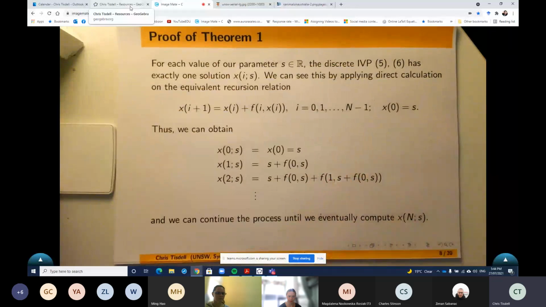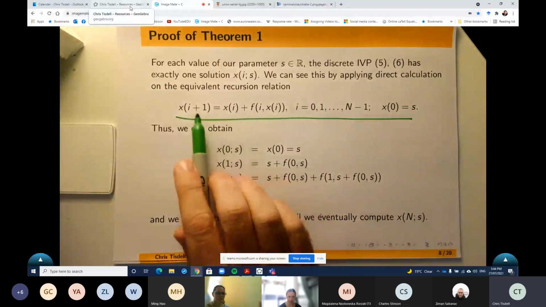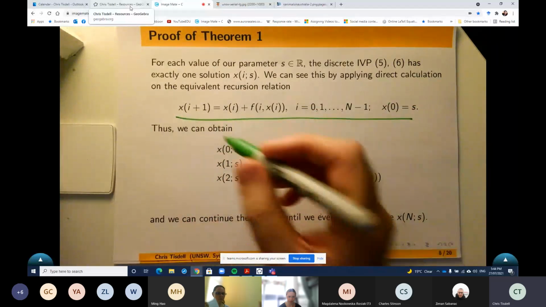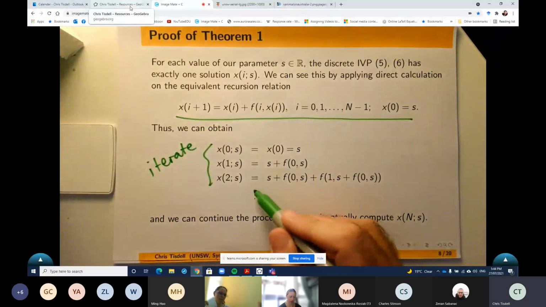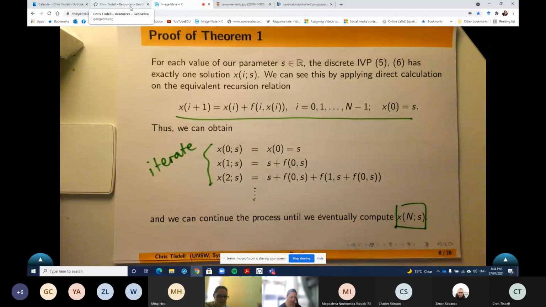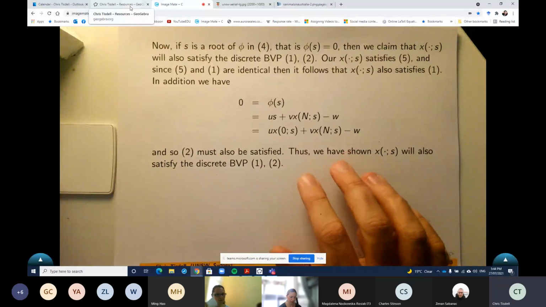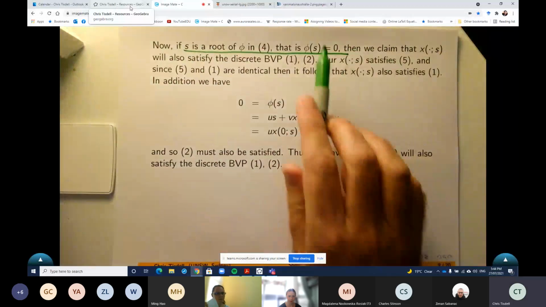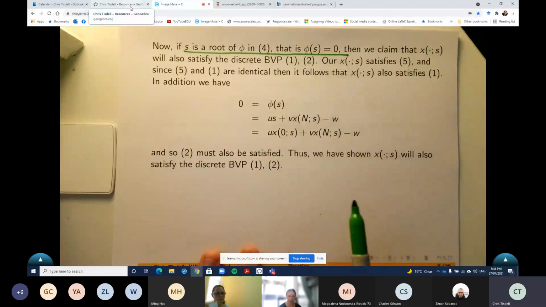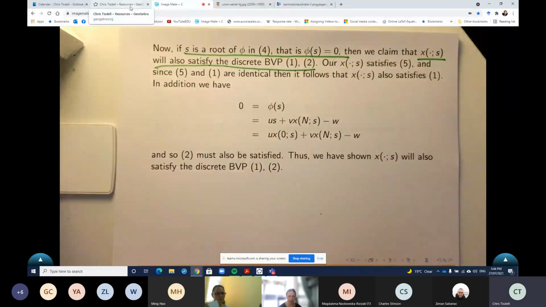Okay, so I'll quickly talk about the proof. You can rewrite the initial value problem like this, and you just iterate, right? You just iterate. And you keep going until you get this in terms of the other parts, which is very easy to do. And then you can show that if S is a root of this equation here, then this also satisfies the discrete boundary value problem.